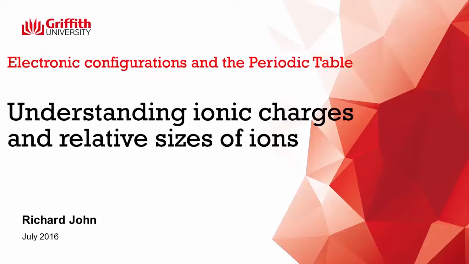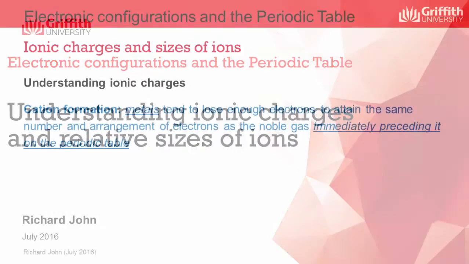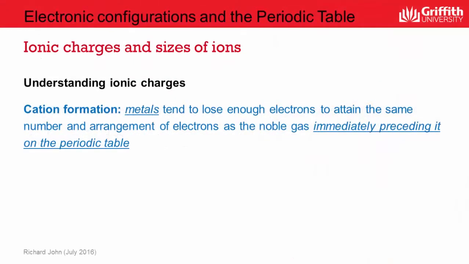We are now in a position to have a greater understanding of the underlying reasons for why ions of a certain charge form and what the relationship is between the size of ions relative to their parent atoms. Earlier in this video series we learned that cations, which are positively charged ions, are formed from metals which tend to lose enough electrons to attain the same number and arrangement of electrons as the noble gas immediately preceding it on the periodic table.